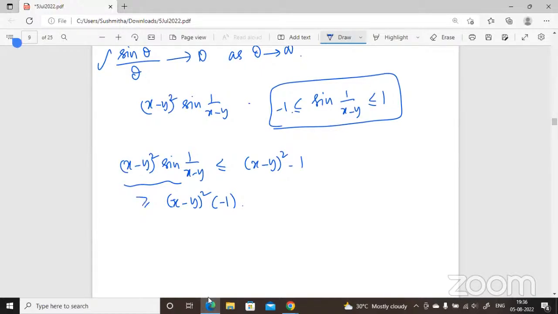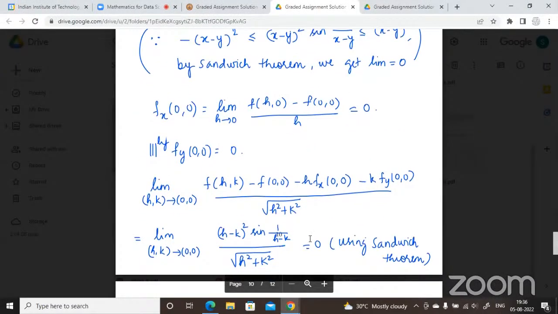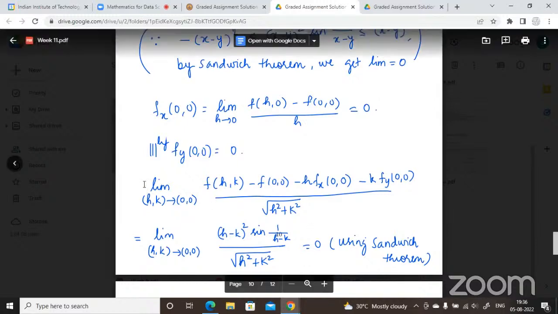Ma'am, I have a small doubt. When we have differentiability, we have the limit formula as well as the sandwich theorem to find differentiability. So when should we use the limit formula and when should we use the sandwich theorem? To check whether it is differentiable or not, you have to evaluate this limit.